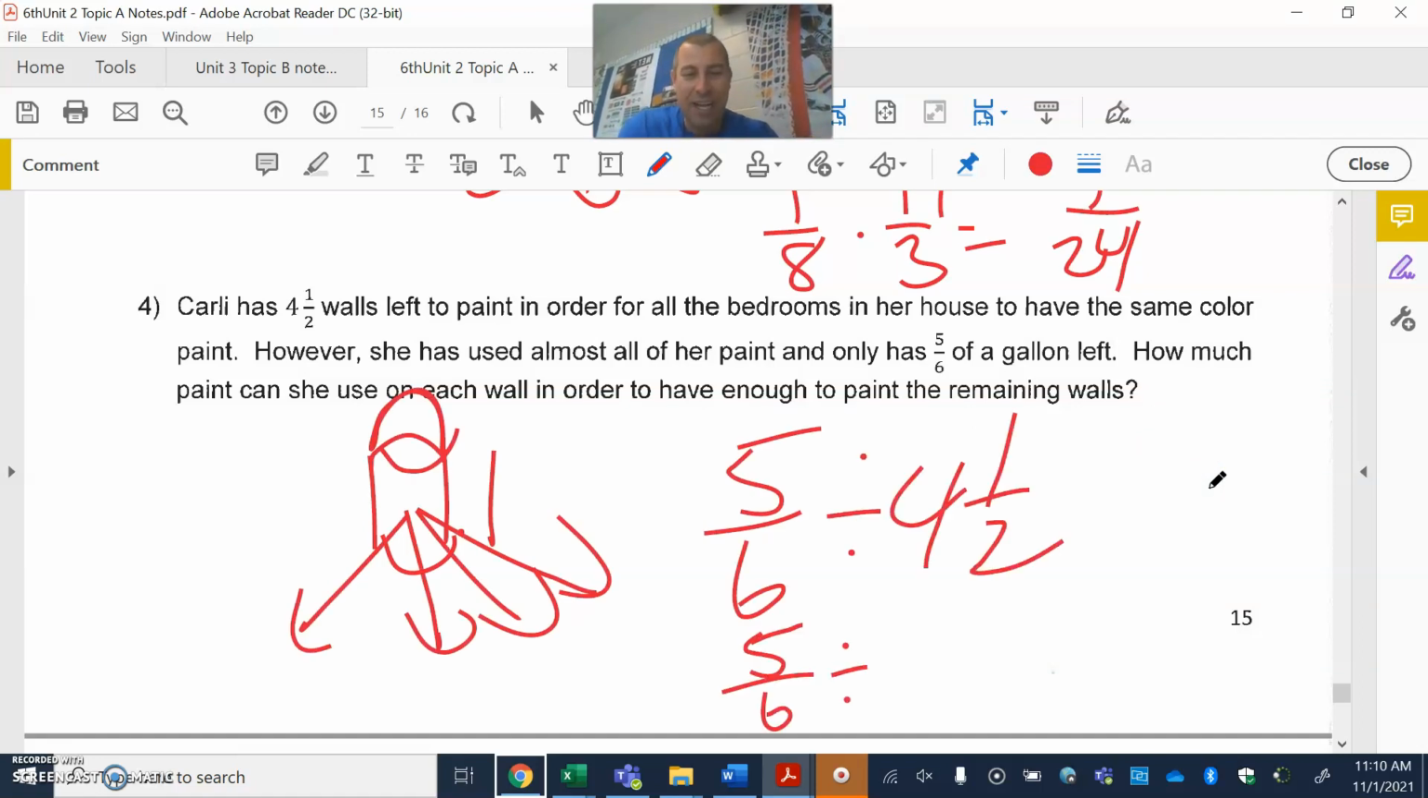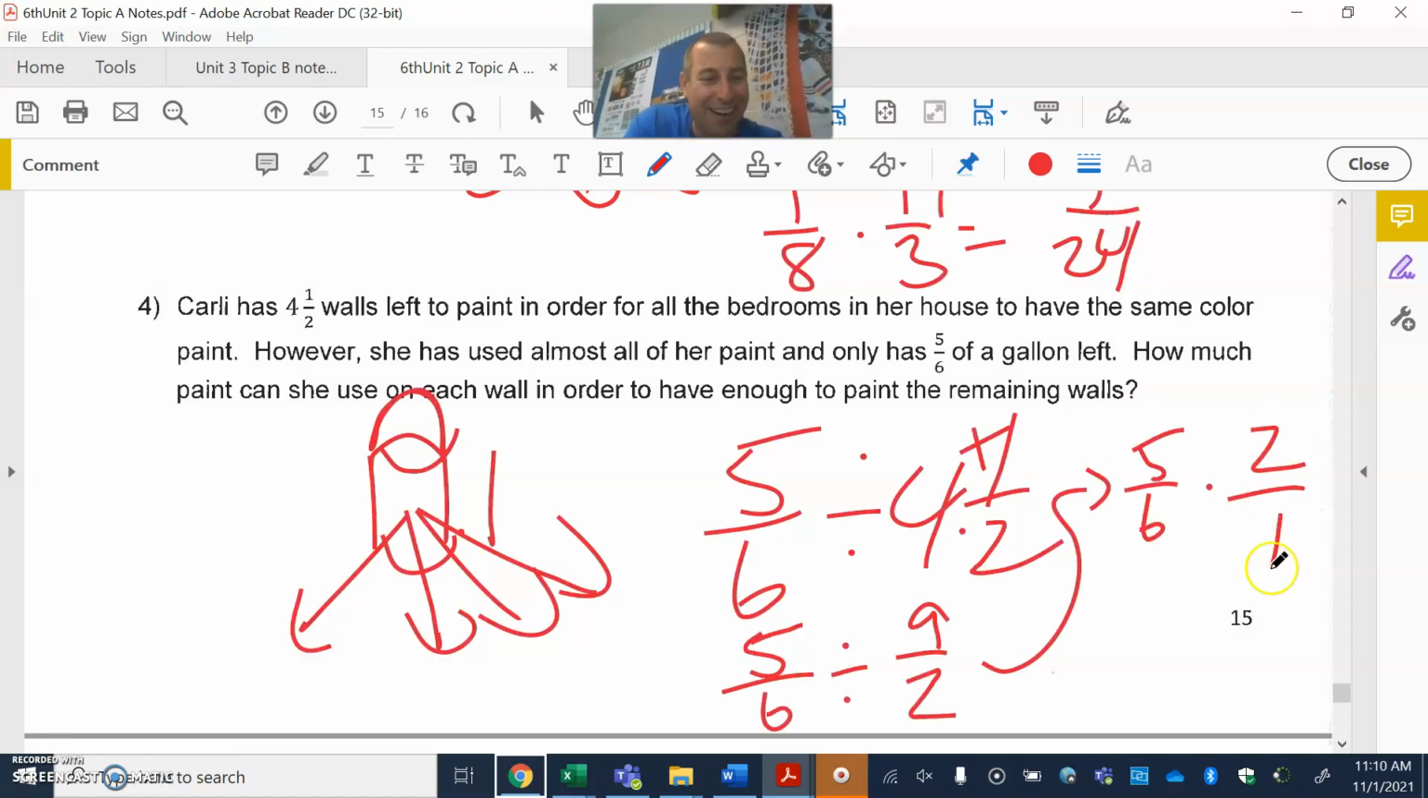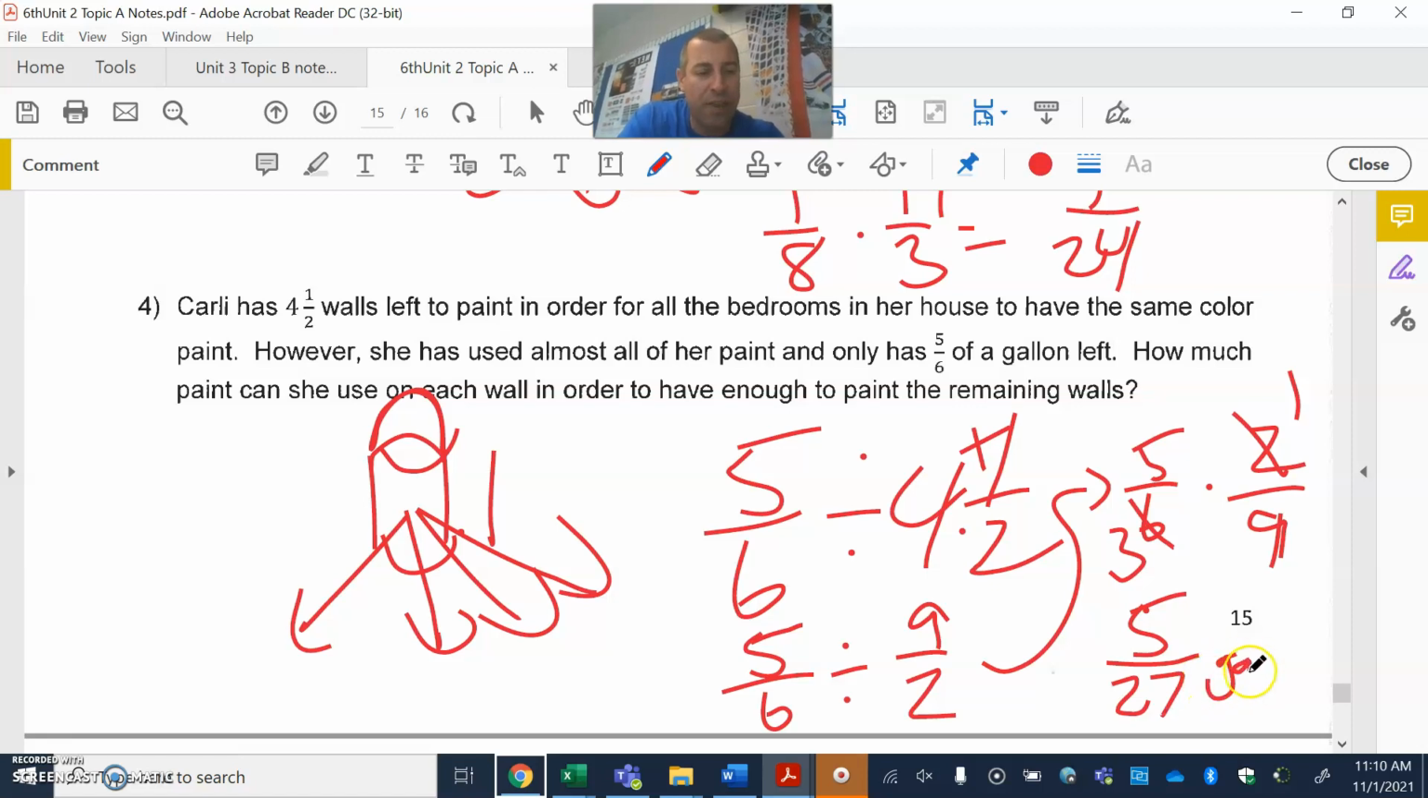I don't know what's going on with the loading here, people. All right. So do we have any cross division? Oh, yes, the 2 and the 6. All right. Let's divide them both by 2. So 6 divided by 2 is a 3. 2 divided by 2 is a 1. All right. Now we can multiply across. 5/27. There we go. So 5/27 of the gallon.